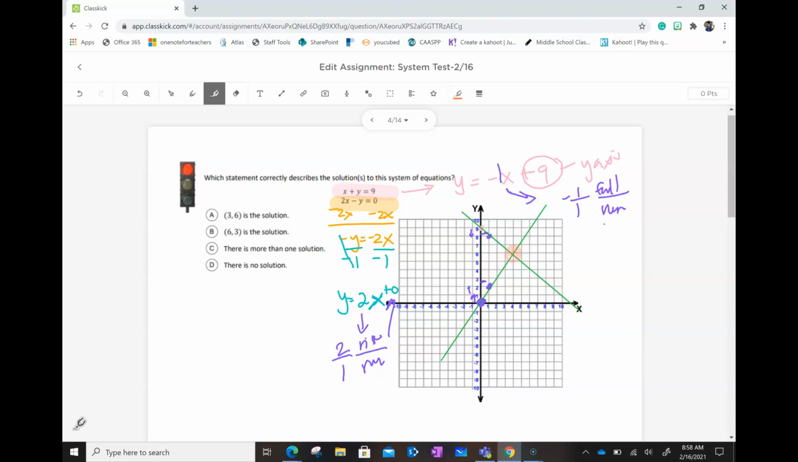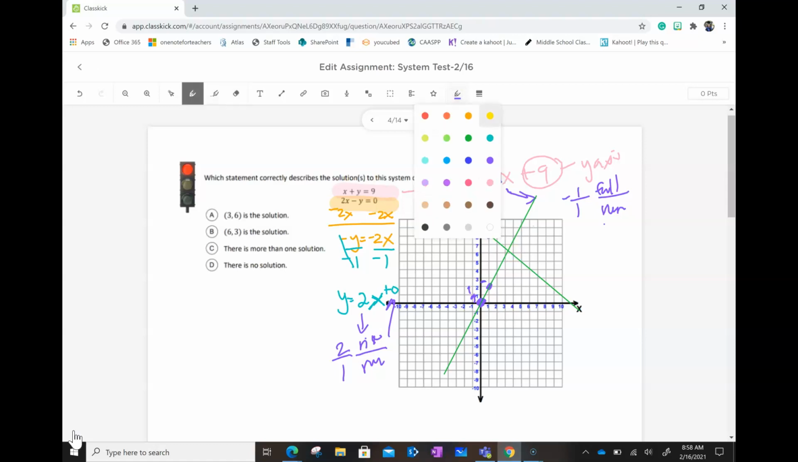Did I graph correctly? Oh, I need to move my line. My line needs to be moved, you guys. This line is not straight. If you look at it, it is not through the points correctly. There you go. So my line is actually at about 3. It's about 3 and 6. So 3 will be my x and 6 will be my y. So A will be my solution.